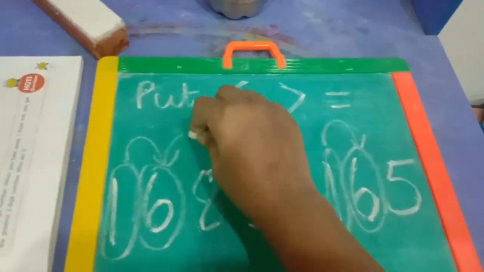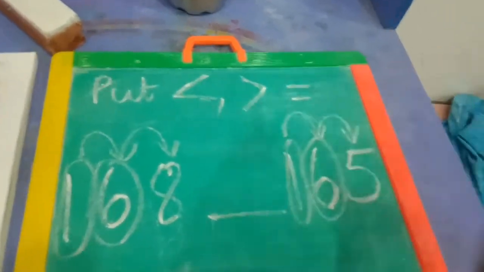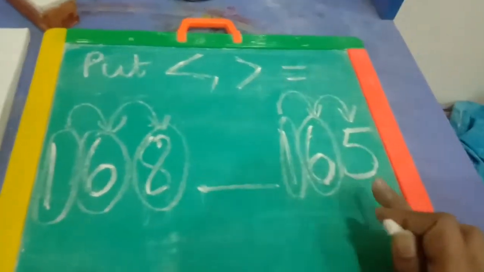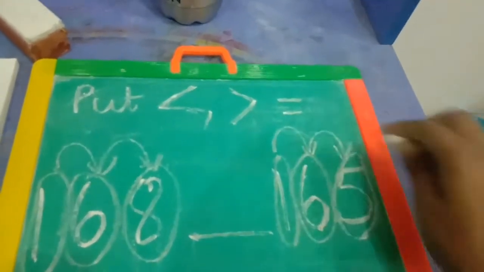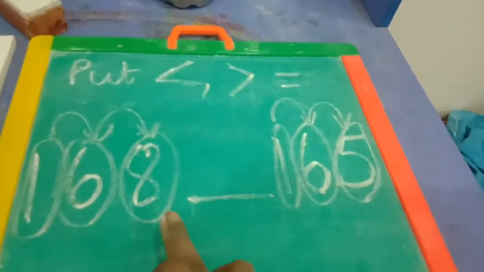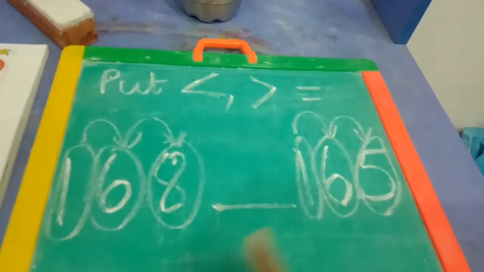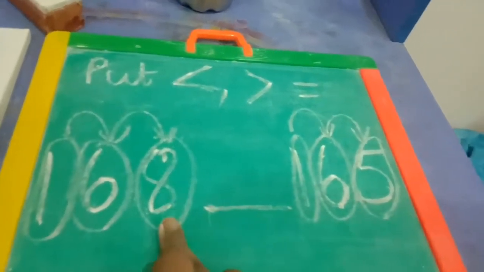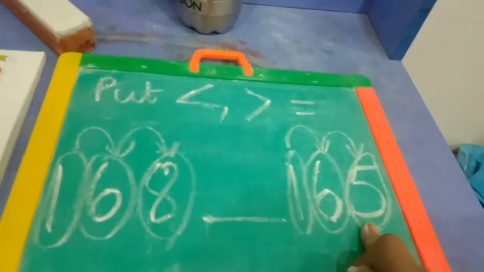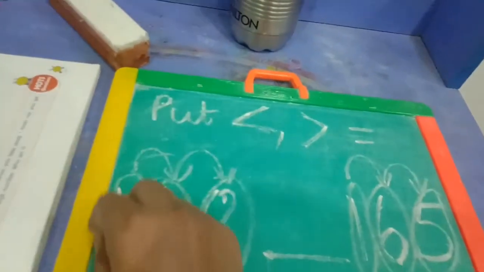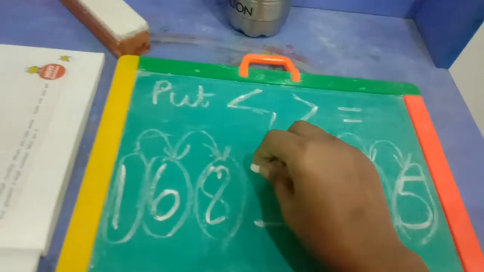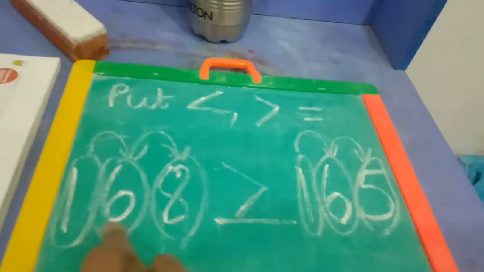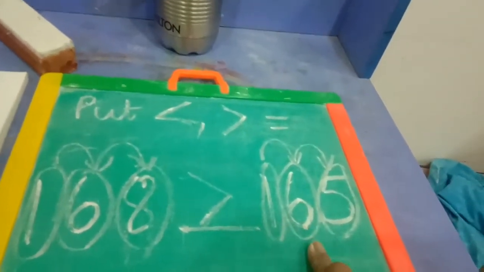Now come to the ones place. In the ones place we have got 8 in this number and 5 in the ones place in this number. Just compare: 8 is greater or 5 is greater? Yes, 8 is greater than 5. That means this whole number is greater than this number. That means 168 is greater than 165.